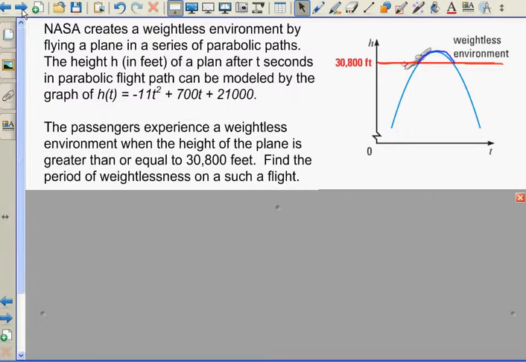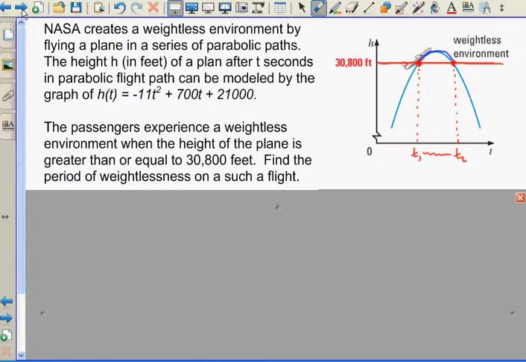And we kind of are curious, how long is that? How long are they just floating there? So what we need to do is figure out this point and this point. What's that time, that's like time 1, and then what's this time, that's like time 2. If we could figure out those 2 times that we're at 30,800 feet, we know that in between these times, that's when we are weightless.